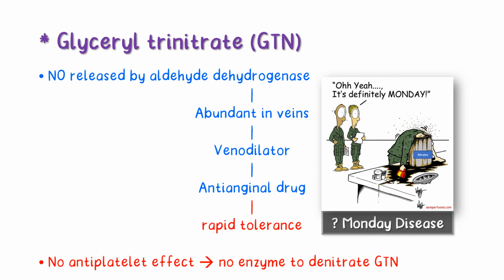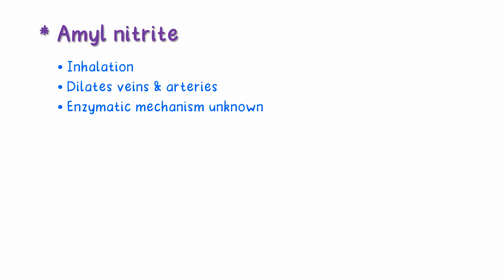GTN and other nitrates don't have an antiplatelet effect because platelets have no enzyme to release nitric oxide from nitrates. Amyl nitrite is an organic nitrite which was used by inhalation for angina. It can dilate both veins and arteries, but the enzymatic mechanism to release nitric oxide is unknown.